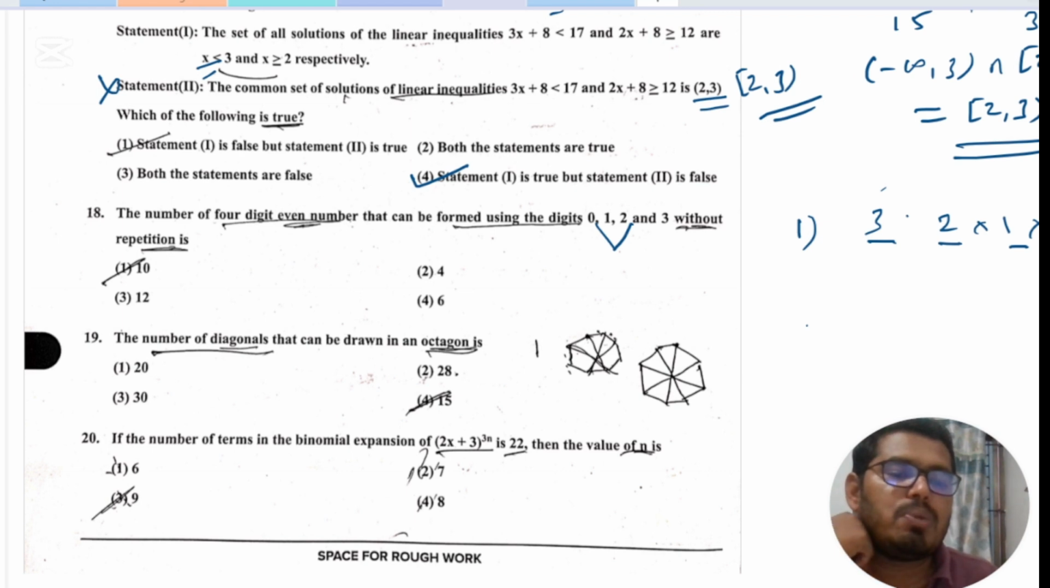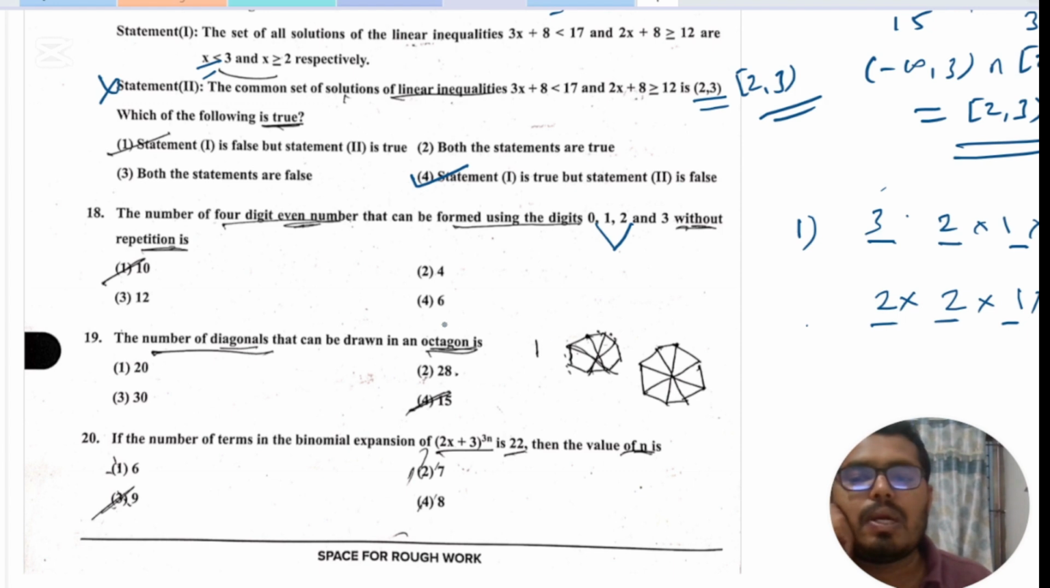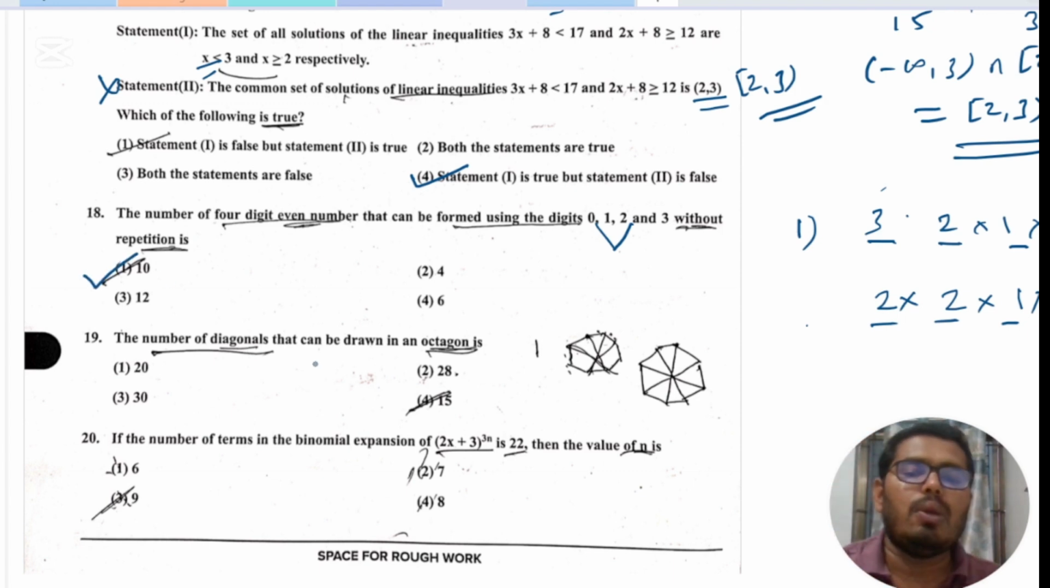Suppose you put the last digit as 2. Okay, in that case how many possibilities are there? In the first place we can't put 0, because if we put 0 it becomes a 3 digit number. That's why it has only 2 possibilities. Then in the second place there are also 2 possibilities, and in the third place 1 possibility is there. Here 2 is fixed. Therefore 2 into 2 into 1, that is 4 possibilities. Therefore the total number of possibilities is 10. We can form 10 four digit even numbers using the digits 0, 1, 2, 3.